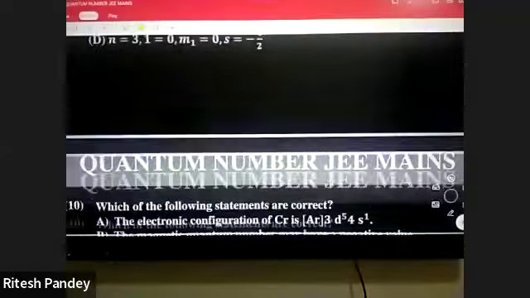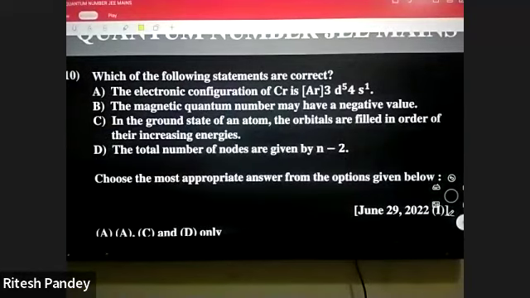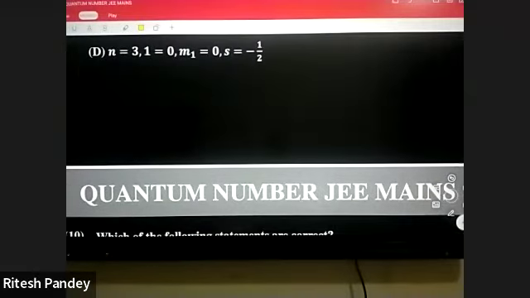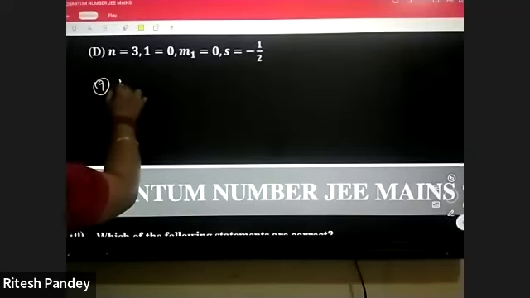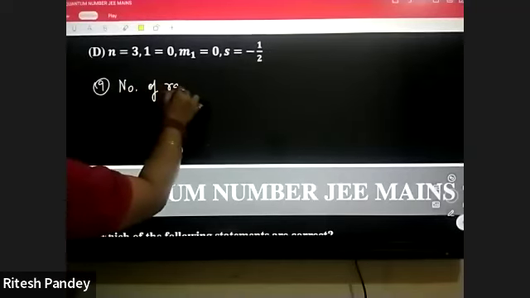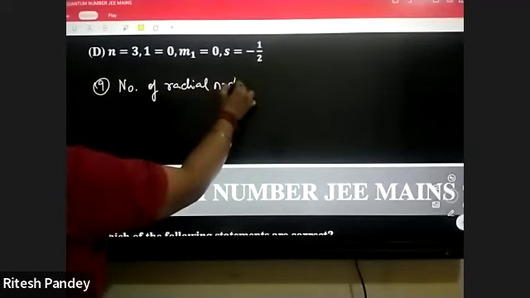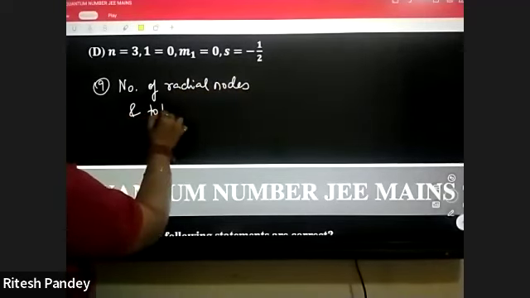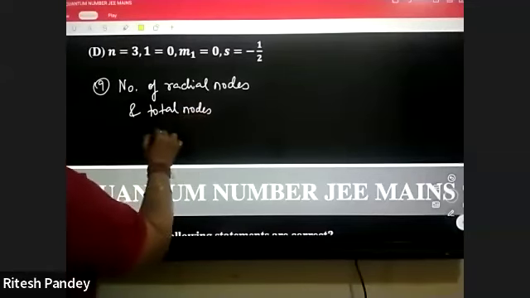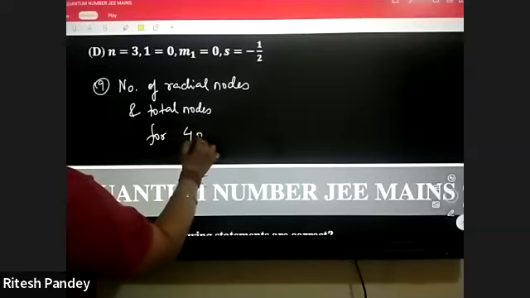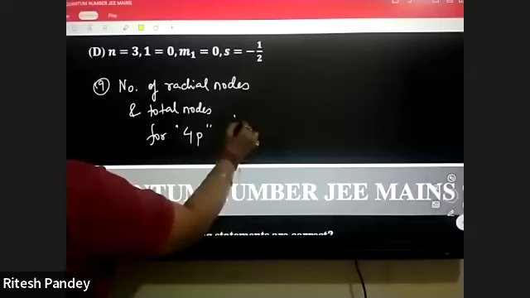Nine is a repetition. 9 got messed up. There was a question in between, I'm writing it down. Number of radial nodes and total number of nodes in a 4p orbital. The OTT has messed this up a bit. There was a question here on the number of radial nodes. If you refer to the problem sheet that I have given you, number of radial nodes and total nodes for a 4p orbital. Now, which is the right answer?